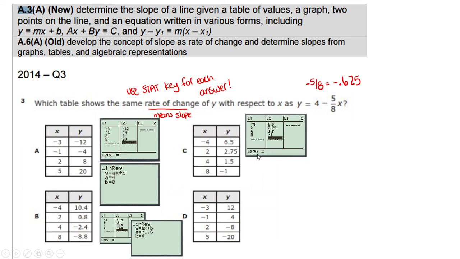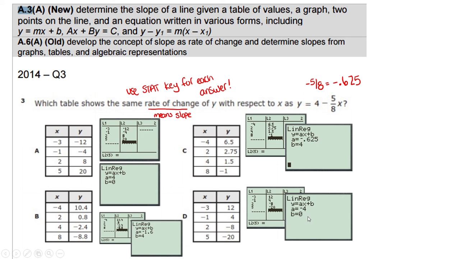Okay, C, type that in L1, L2, then StatCalc 4, and now we see that we have the same slope. We have the same A. And B is not the same at all. Okay, so that means this answer is C.